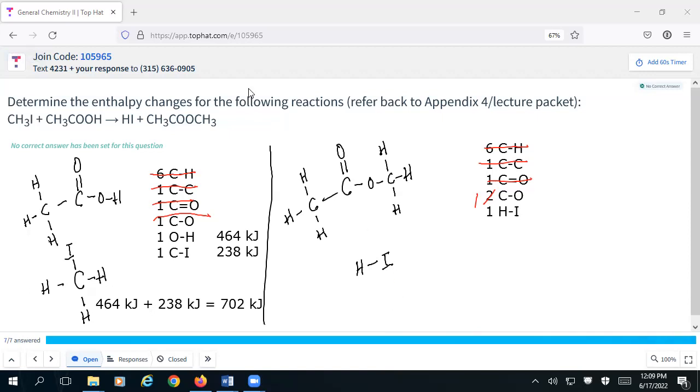And on the product side, we've got carbon to oxygen single bond, that's 351. Hydrogen iodine, 297. Add those together. 351 plus 297 is 648 kilojoules.